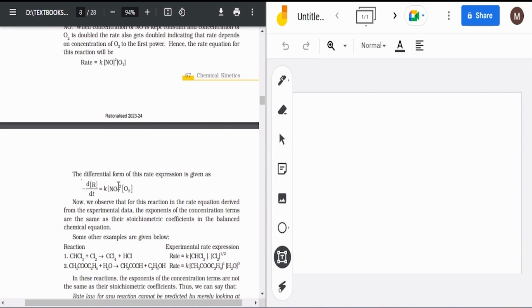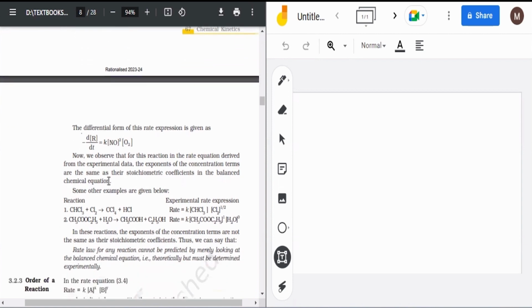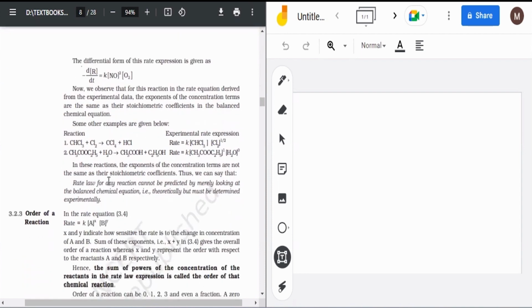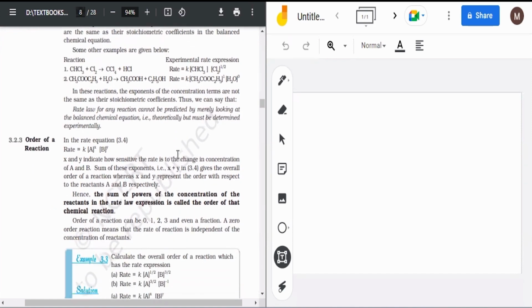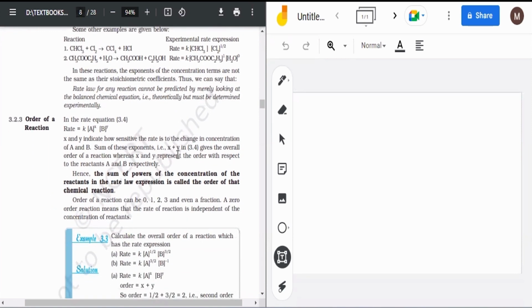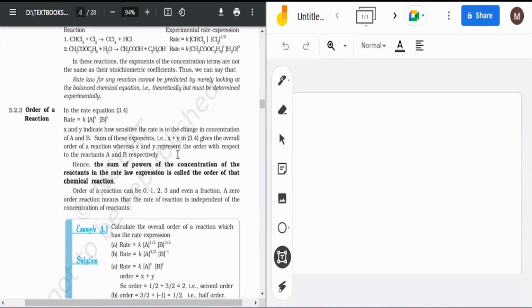We use minus dR by dt, as I told you, because the reactants are being consumed. In a similar way, here this stoichiometric coefficient is 1, but Cl2 has power half, because it does not depend upon the stoichiometric coefficient. Here also H2 has power 0, but here the H2 coefficient is 1. So you have to see that by doing the reaction, there is no other way.